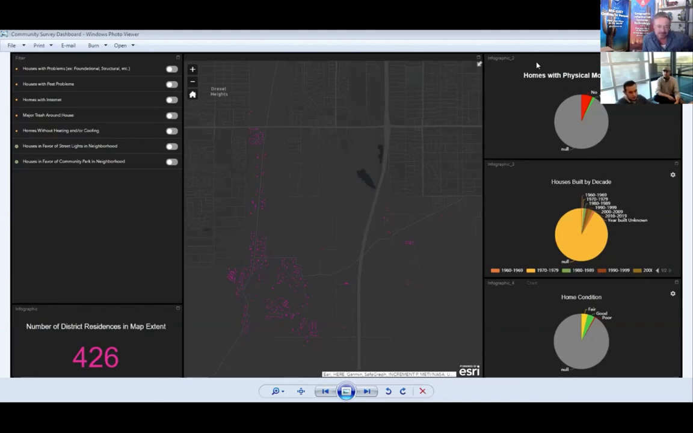And these specific questions here are specifically for homes with physical mobility issues, houses built by decade, the condition of the home. And it's really great to be able to have this dashboard, specifically for grants. When we go to look for grants for home improvement projects around San Xavier District and so on and so forth, we have all the data right here. It's all aggregated. We can provide these graphs within the grant parameters. So it's a really, really cool way to use GIS.